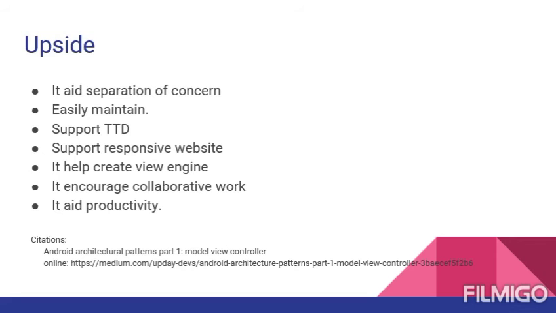It supports TDD. Test-driven development is a way of testing our program. If we use MVC, we'll be able to test each unit separately. And it supports responsive websites. As I've said before, it helps websites respond immediately when we use Ajax and JSON. It helps create a view engine. It encourages collaborative work, as I've said before. It aids productivity.